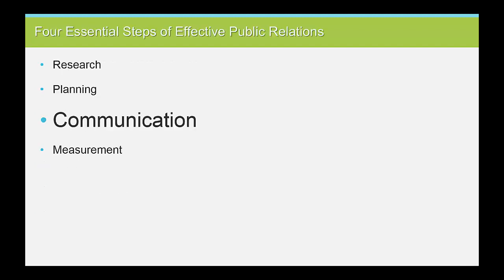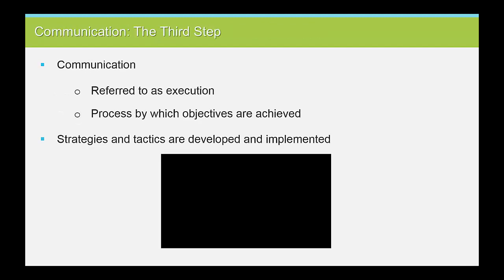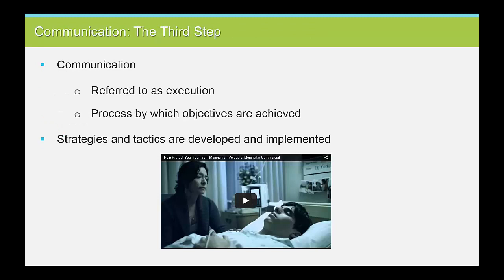As you should know by now, communication is the third step in the 4 essential steps of effective public relations. Communication is often referred to as execution because in this step, strategies and tactics are actually implemented as opposed to the planning and research phases. These strategies and tactics may include social media profiles, blogs, news releases, and special events, among others. Effective PR practitioners use a variety of these tactics in combination in order to reach the objectives of the organization.